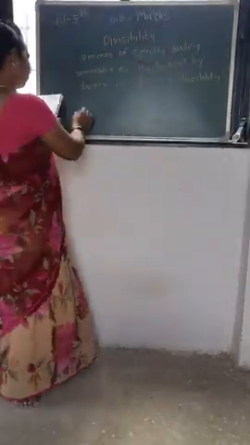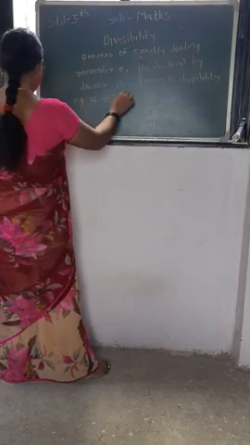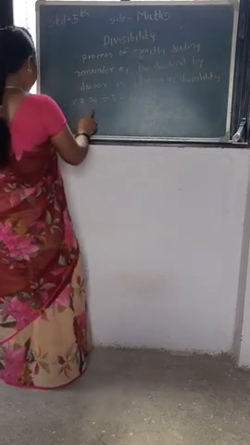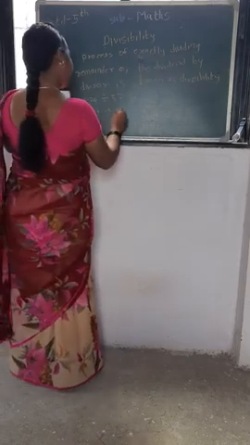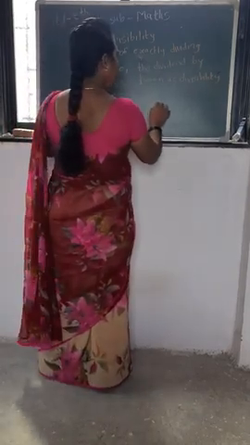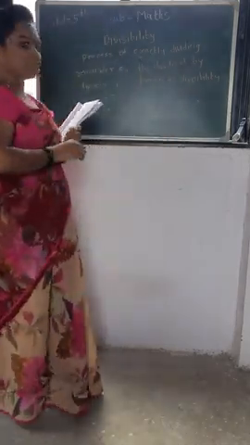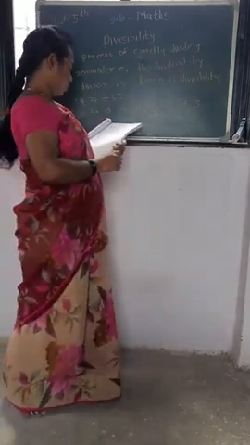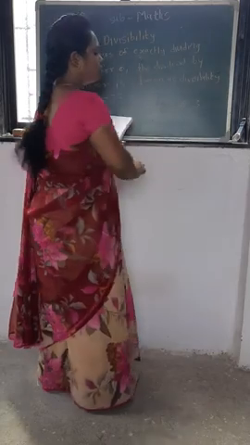For example, 24 divided by 3 is equal to 8. 3 1s are 3, 3 8s are 24. So 24 is exactly divisible by 3.